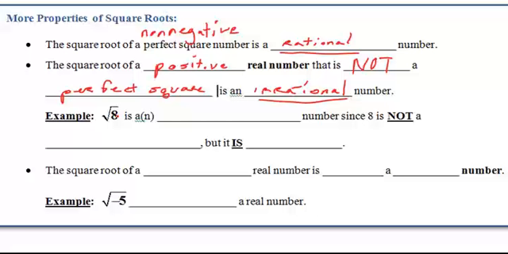So the square root of 8, is it rational or irrational? Well, it's not negative, and it's not a perfect square, so it's irrational. Since 8 is not a perfect square, but it is positive.